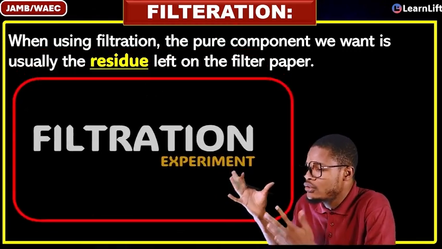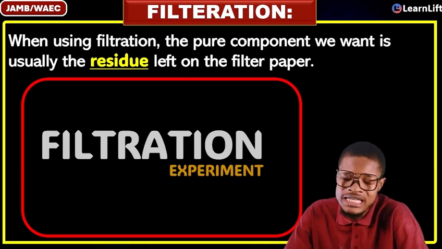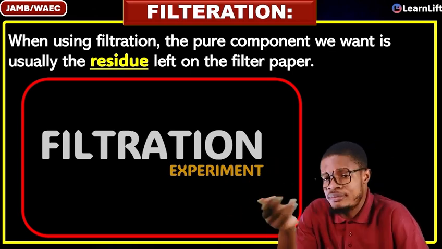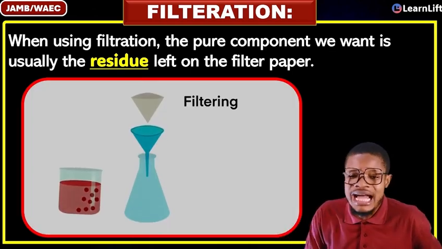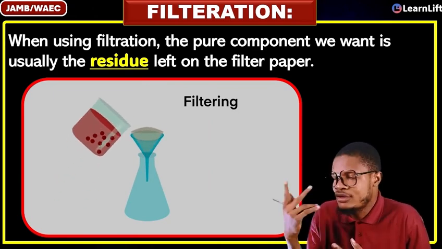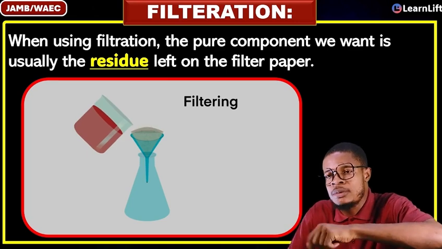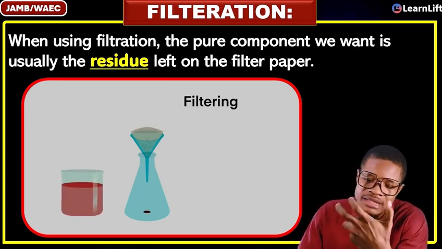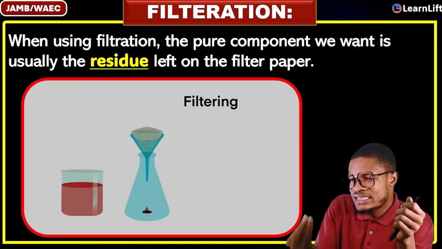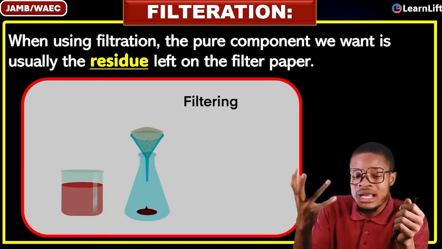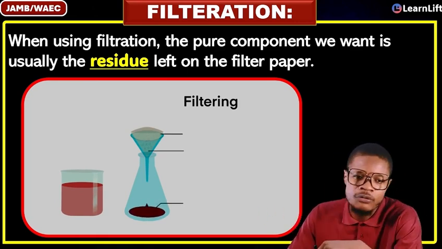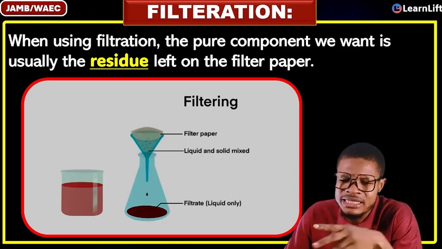Now look at your normal filtration experiment. What happens is very simple. You need your beaker, then your filter funnel, and then your filter paper, right? Then you pour the mixture into it, and as you pour it, you now see droplets of those things gathering downwards, right? Beautiful. Now from this, there are three things you must pay attention to.